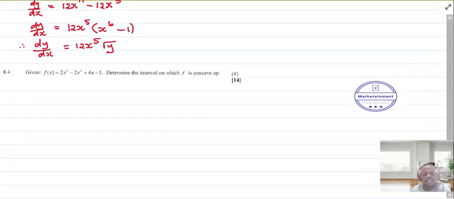Okay, last but not least, here we are given f of x being equal to 2x to the power of 3 minus 2x squared plus 4x minus 1. Here we are required to determine the interval on which f is concave up, but they did not specify. In fact, there's something missing here. They should have written: determine the interval of x on which f is concave up. So here you can add of x.